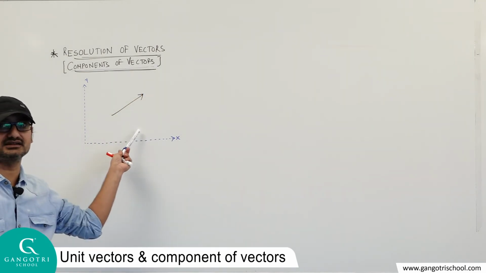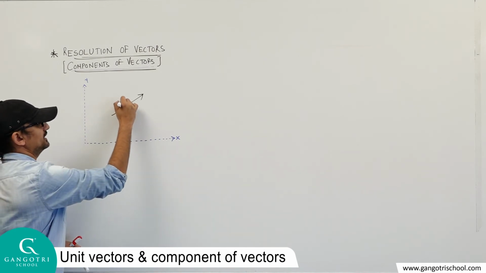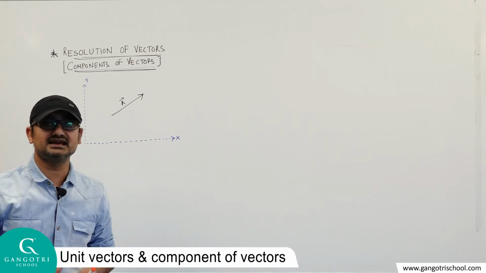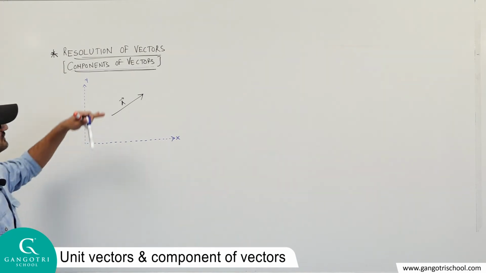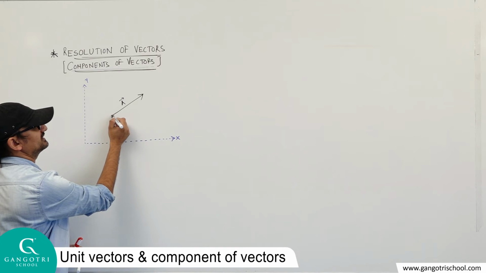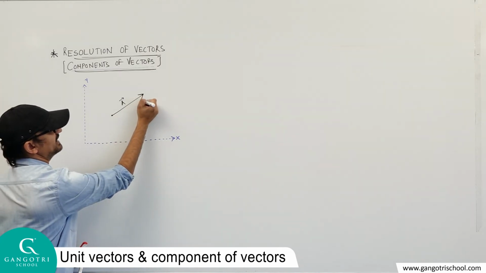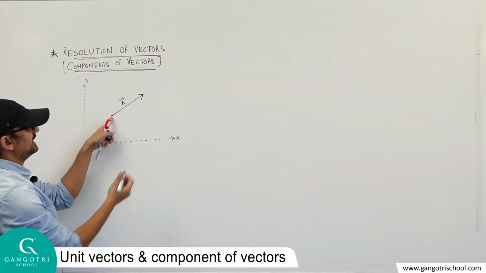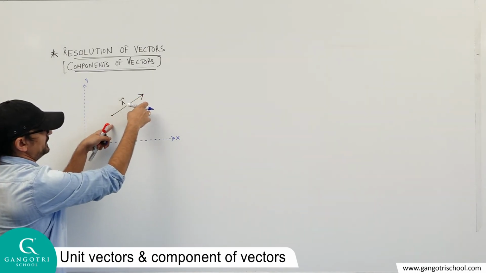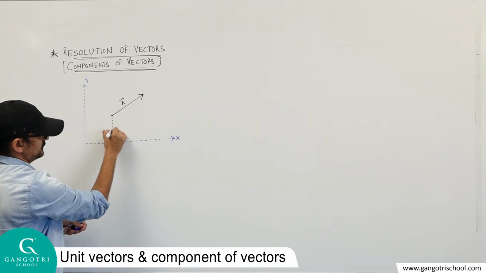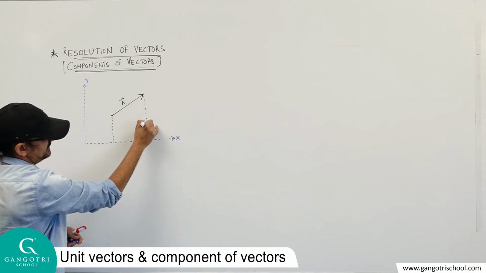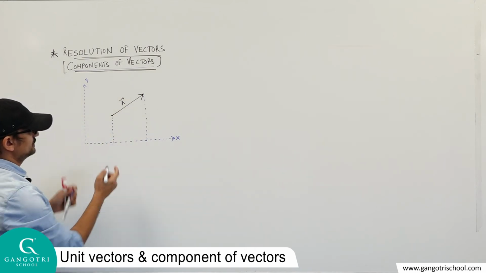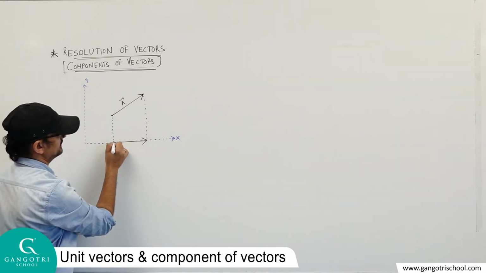Let's give it the name A. Where is vector A? You can say vector A is lying somewhere in the xy plane. Now this is known as the tail of the vector, and this is known as the head of the vector. From the tail and from the head, draw perpendicular lines on the x-axis. So look at that part.